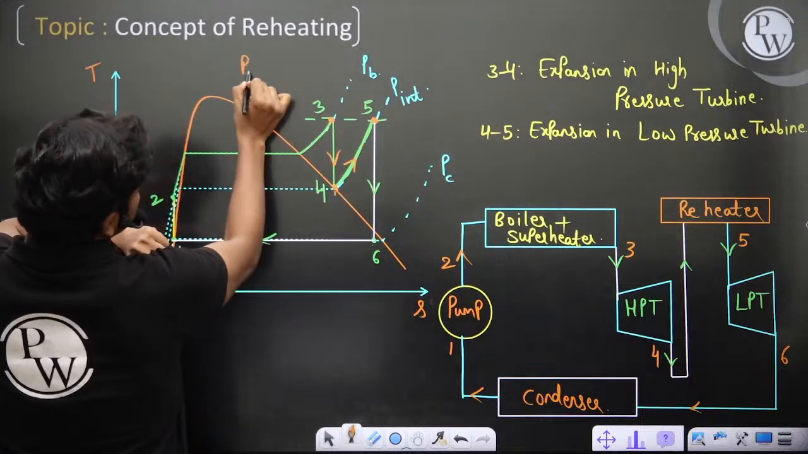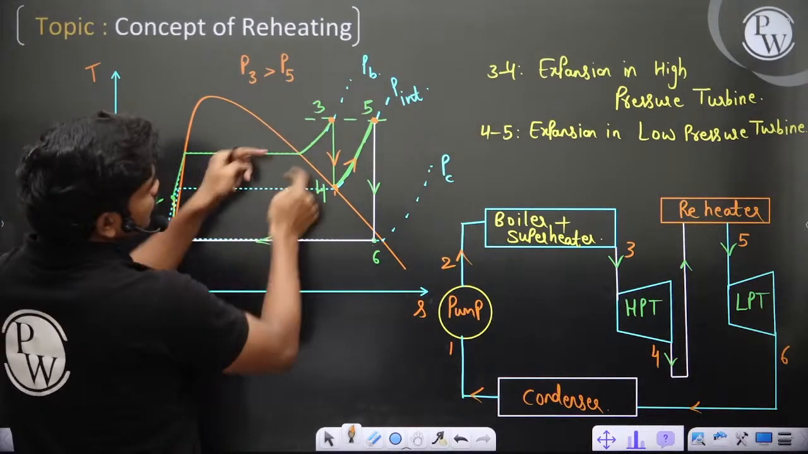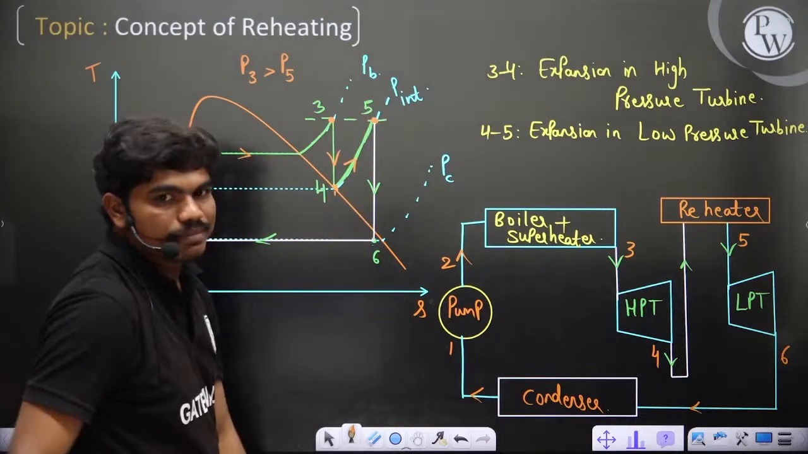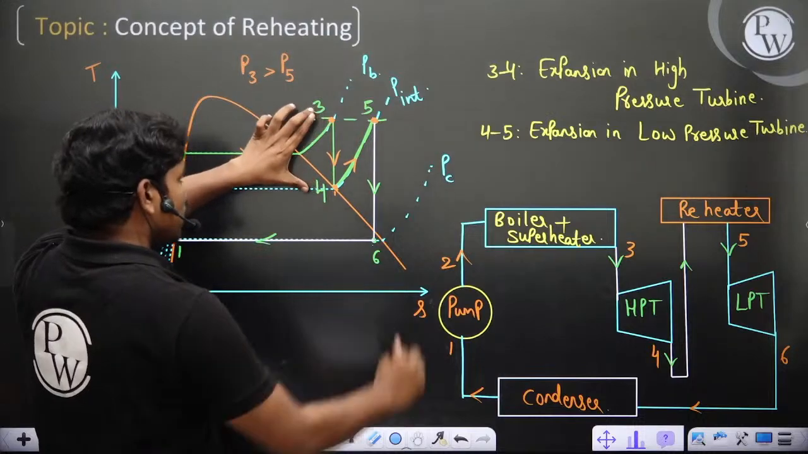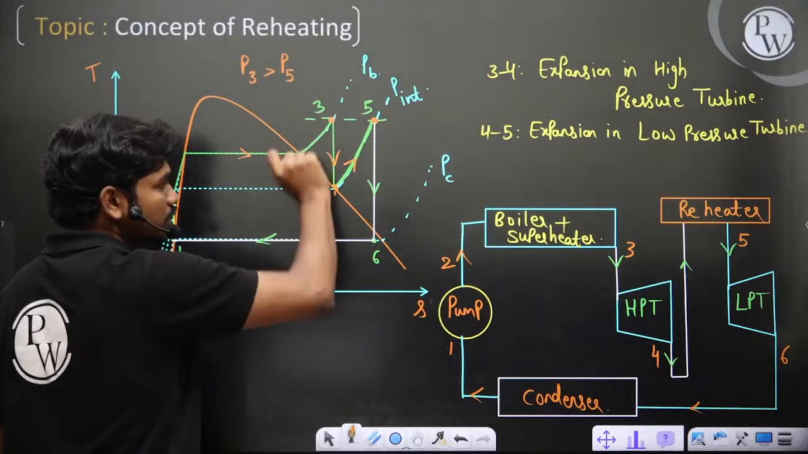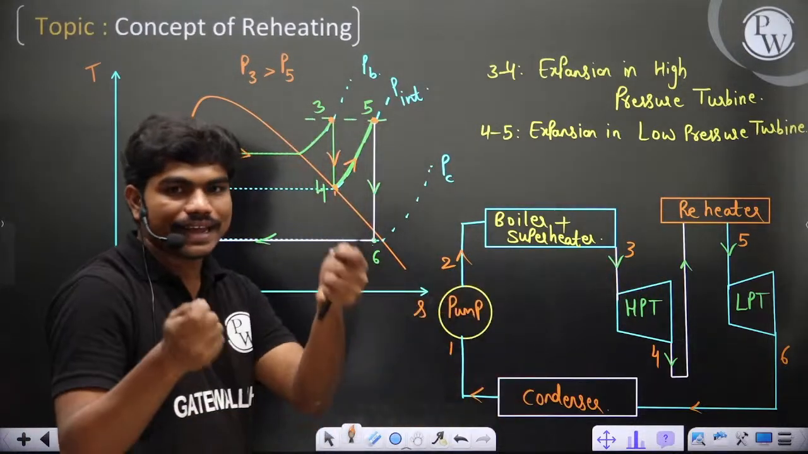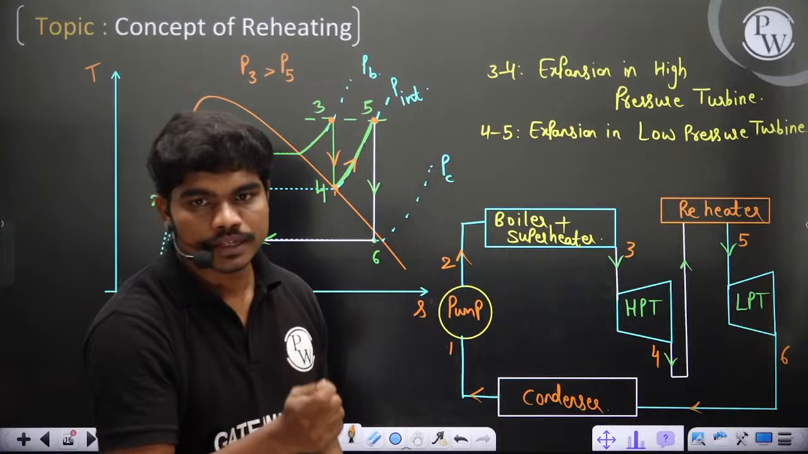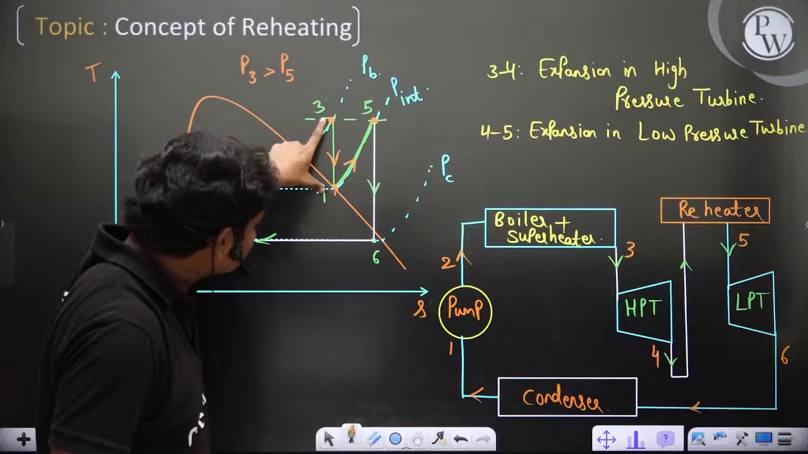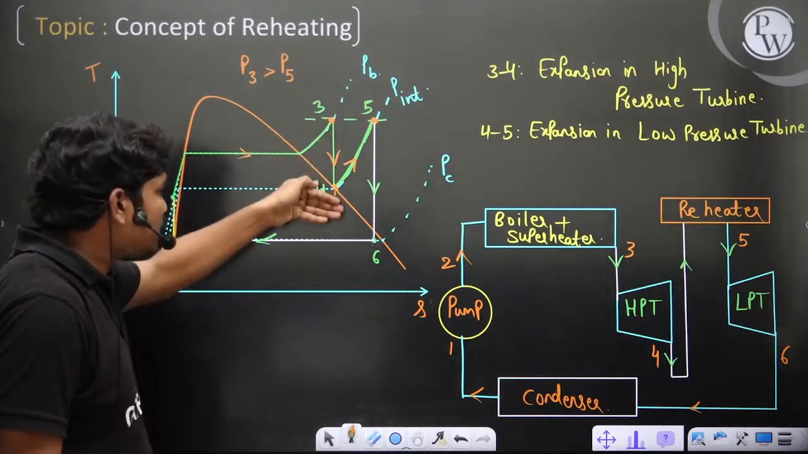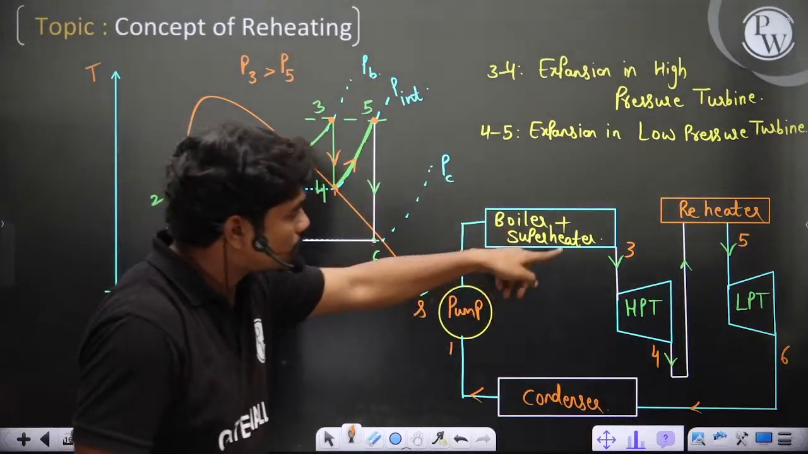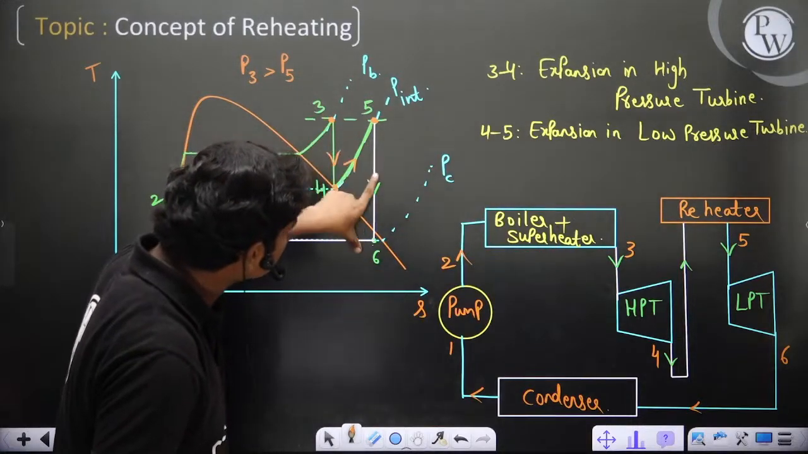Definitely P3 is greater than P5, yes or no? Because this is the actual boiler pressure, and this is some intermediate pressure. So this curve 4 to 5 is along some intermediate pressure. If you compare P3 to P4 and P5 to P6, then 3 to 4 is at a higher pressure range. So the turbine operating at the higher pressure range is called the high pressure turbine. In 3 to 4, the pressure ratio in which the turbine is operating is large. That's why this is called the high pressure turbine and this is called the low pressure turbine.